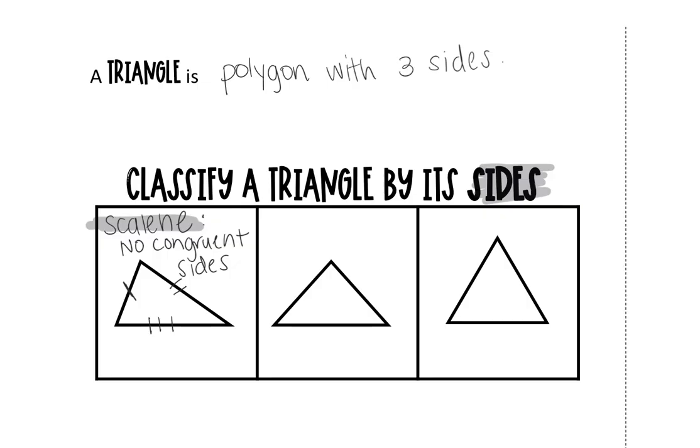And the second triangle that we see there is going to be called isosceles. So the second triangle that we have here is going to be called isosceles. Let me get my pen ready. Isosceles. Okay, and it means you have 2 congruent sides.